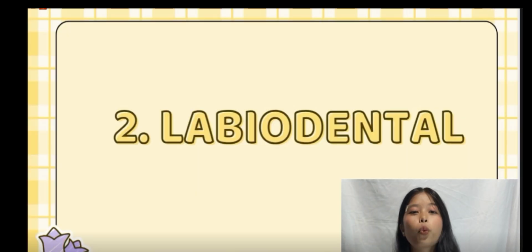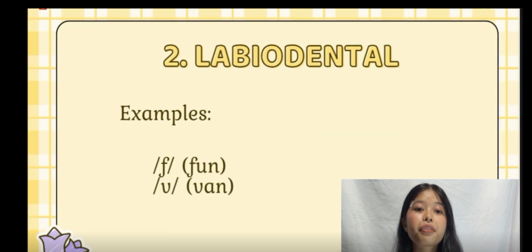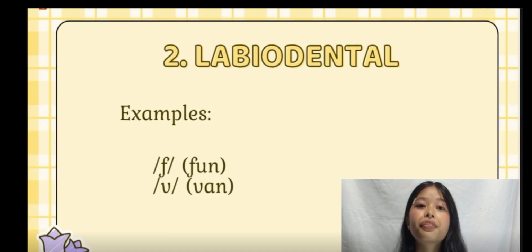The second one, we have labiodental, produced with the lower lip touching the upper front teeth. For example, f for fun, v for van.